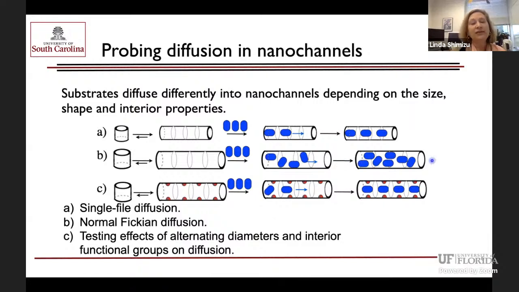We've looked at both A and B, and now we're about to look at contacts between the walls of the channel and the materials that are going through. So this example here with the little red dots is just some sort of contact, maybe a hydrogen bond or halogen bond, or polar interactions that might interact with the guest or narrow the channel as the guest flows through. So we're testing the effects of alternating diameters and interior functionality on diffusion.